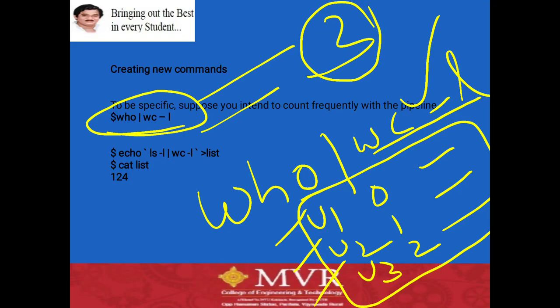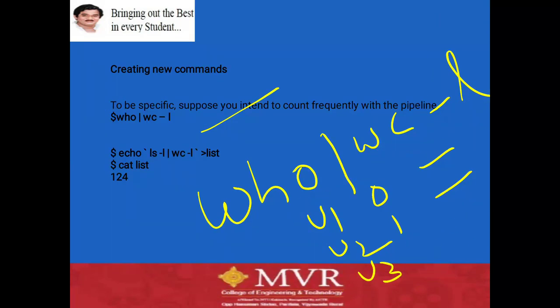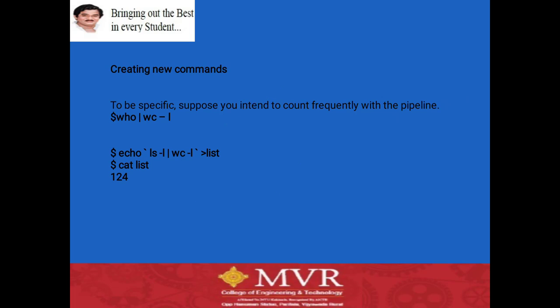So like this you can create your own commands. Whenever you want to check the number of users, you can simply use this one, right? I have given a second example here. Again I am using two commands: one is ls -l and the other is wc -l. As I said, ls -l is nothing but the long list of files. It gives the file type, file permissions, the name of the owner, the name of the group, the date and time of creation, and the file name. It will display all of that.